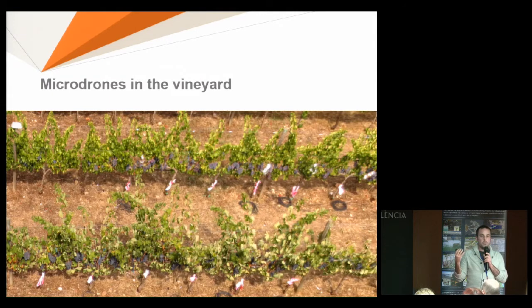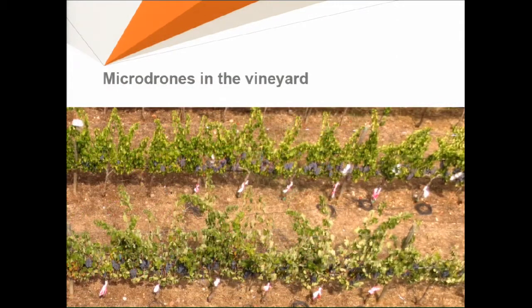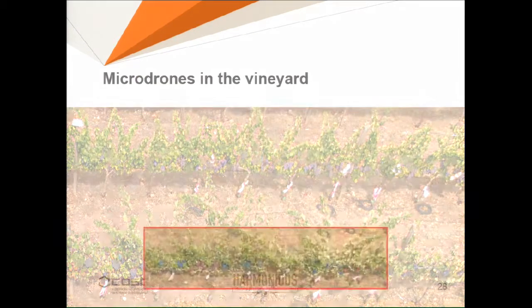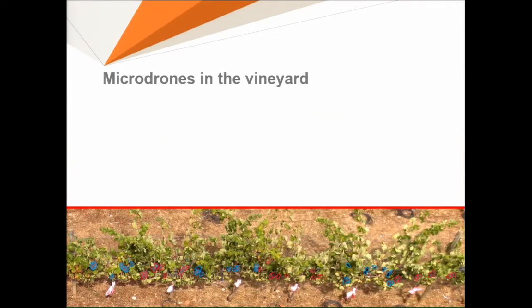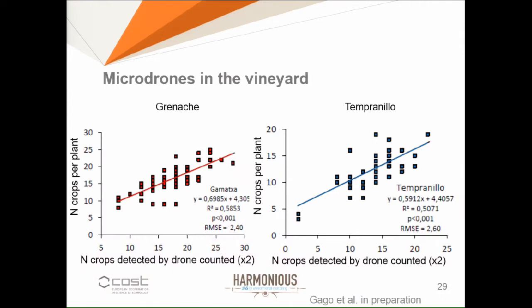Also with micro drones, with small drones, you can fly in a different way than previously. You can fly really close to the plants, so close that you can distinguish the number of crops per plant and the size of the crops. So we compared the number of crops per plant, manually counted, with the number of crops that we can detect by the drone. I think this is a really interesting application, because this way, in a simple manner, the farmers can have direct information about the productivity. So that means about the final money.